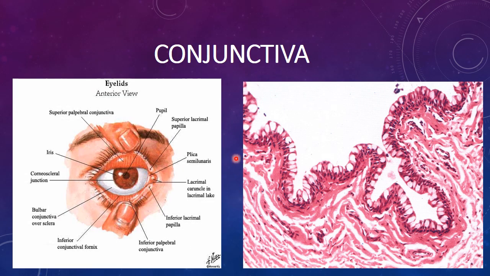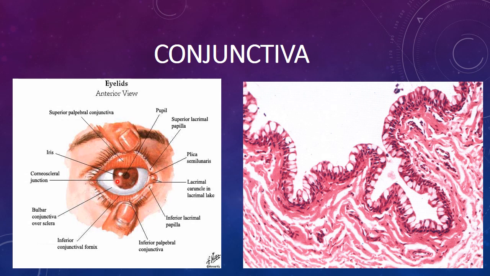Now some accessory structures of the eye which are important histologically. You must remember the conjunctiva, which lines the inner surface of the eyelid and the anterior part of the cornea and sclera. The conjunctiva lining the eyelid is known as the palpebral conjunctiva, and over the sclera and cornea it is known as the bulbar conjunctiva.